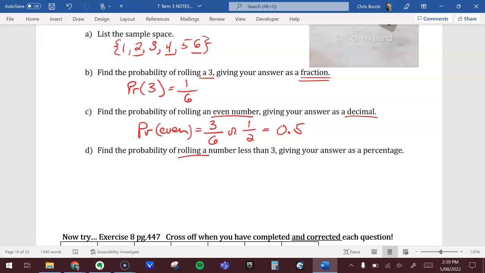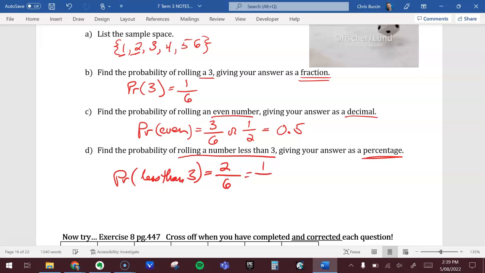Finally, the probability of rolling a number less than 3, it doesn't say equal to, less than 3, and this time we want a percentage. So a number less than 3 is 2 and 1. So the probability of less than a 3 is, how many options are there? There's 1 and 2. So there's 2 out of 6, which is equal to the reduced version of 1/3.